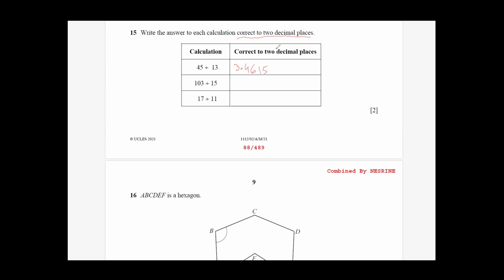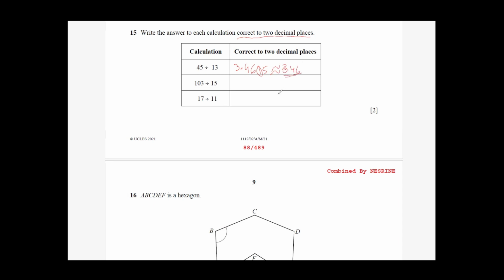Since we need the answer to two decimal places, we need to see what the third decimal place is. Since the third decimal place is 1, which is less than 5, we are going to retain the answer as 3.46. So that is the correct answer.